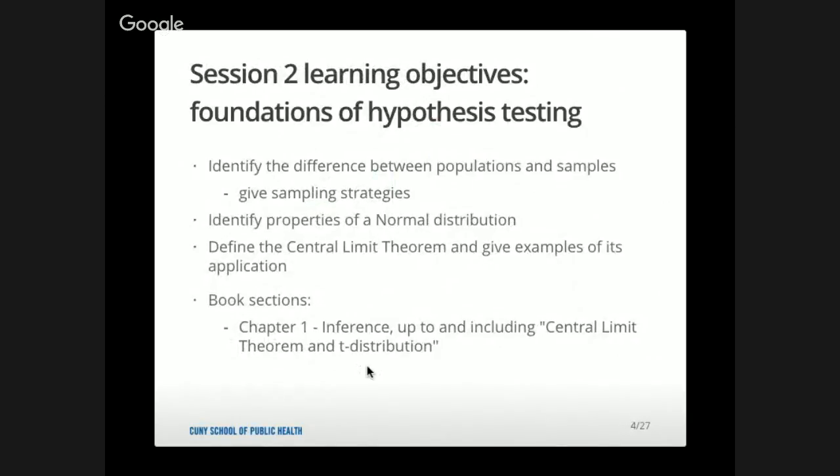All right, so for today, I'm going to introduce to you sampling and strategies for sampling. Well, we already did identify properties of the normal distribution, and then I will introduce to you the central limit theorem and a little bit about the t-distribution as well. And this is all from chapter 1, about the first half of chapter 1 in the book.